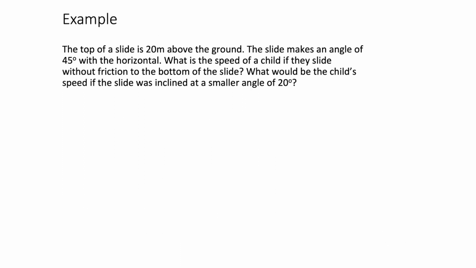So in this example, we've got a slide which is 20 meters above the ground. So let's draw a little diagram here. Here's the slide and this height is 20 meters. The slide makes an angle of 45 degrees with the horizontal, so theta is equal to 45 degrees. What is the speed of the child as they slide without friction to the bottom? And what would be the child's speed if the slide was inclined at a smaller angle of 20 degrees?